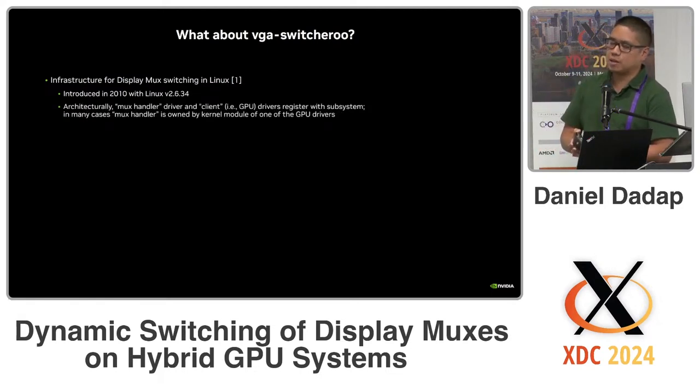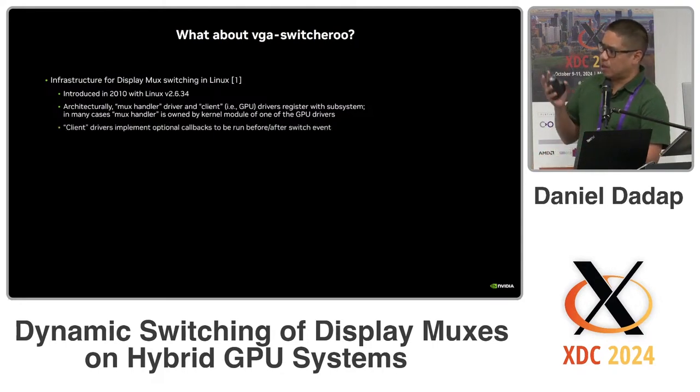It's got a concept of a Mux handler driver, which is going to be what's driving the actual Mux hardware itself, as well as client drivers, and those are going to be the GPU drivers. And they all register with the subsystem, and once it has two clients and a Mux handler, it automatically turns on and exposes its functionality. And in a lot of cases, the client driver and a Mux handler are both registered by the DRM-KMS driver for one of the GPUs.